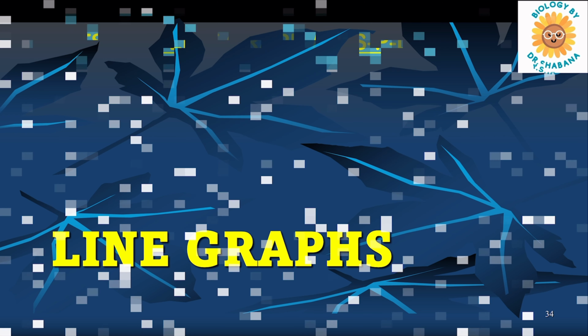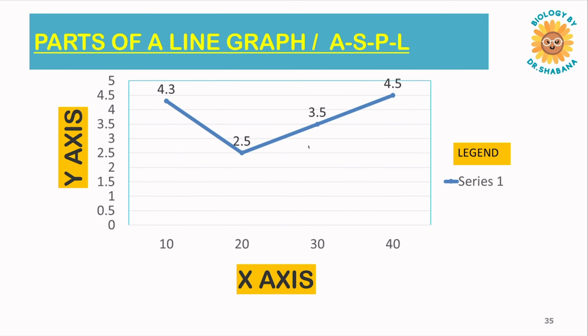So the line graphs, what are the parts of a line graph? Let's see. Now, this is a simple graph. You can see the x-axis, the y-axis, and there has been some plotting done. For example, these dots that you see are the plotting points, and then you can see a line. Now what are the parts? A, S, P, L. First of all comes the axis labels. So these are the axis labels, the x-axis and the y-axis.